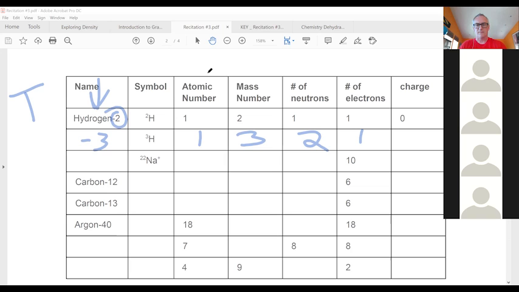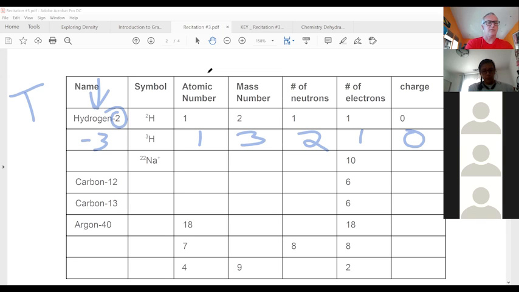0, because it's an atom. An atom has no charge ever. If I say an atom of helium, an atom of carbon, an atom of iron, an atom of strontium, it has no charge because I didn't call it an ion. That's the difference. So an atom is always neutrally charged.